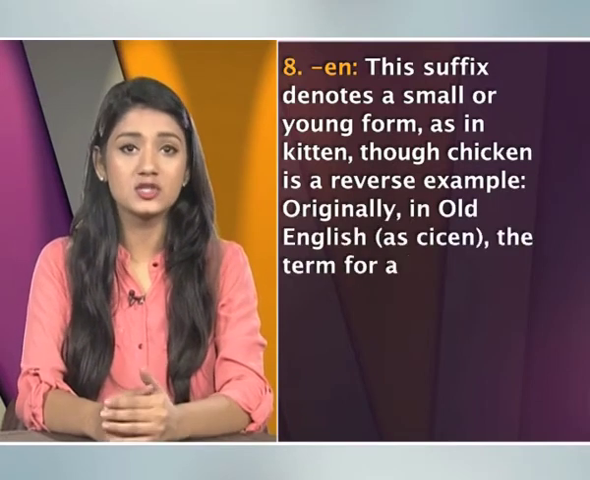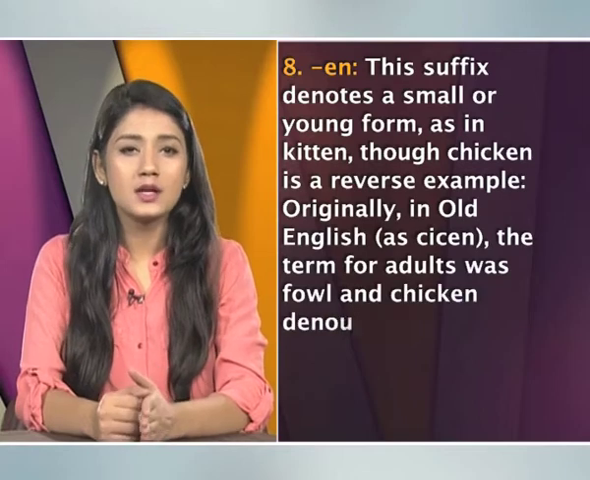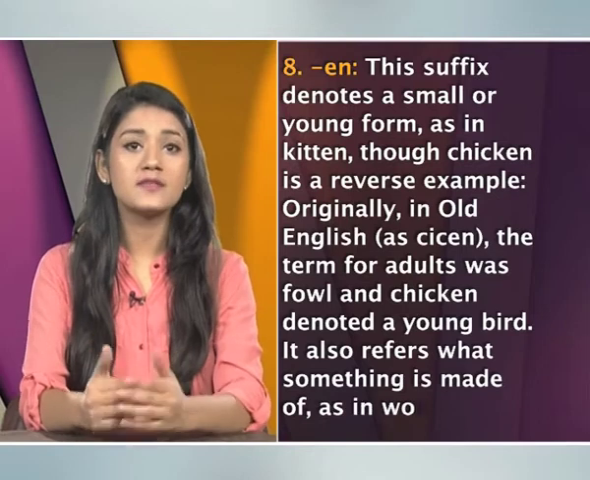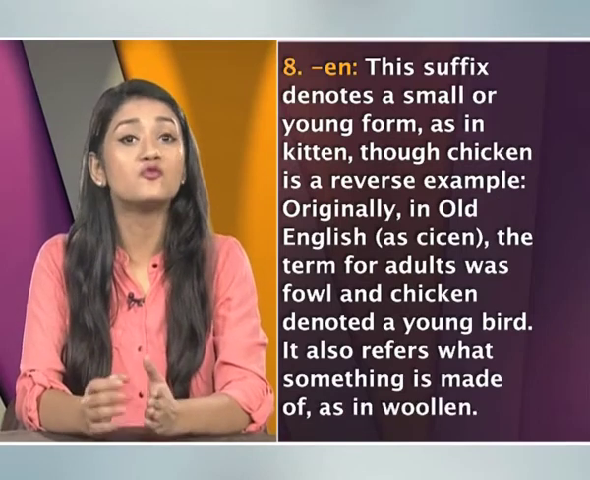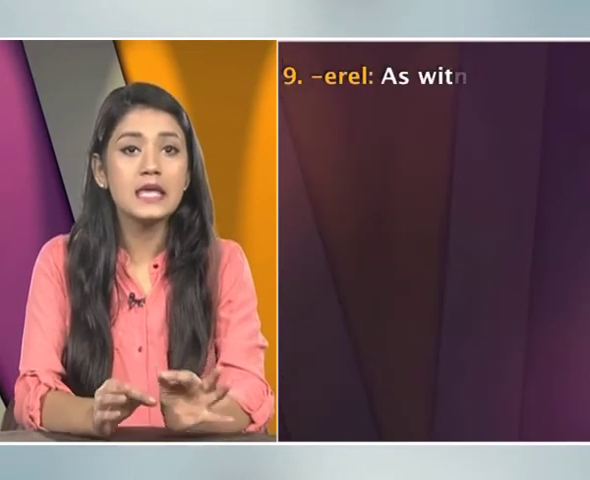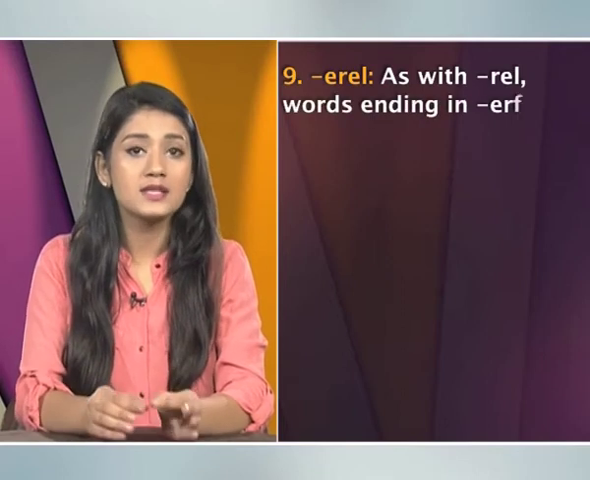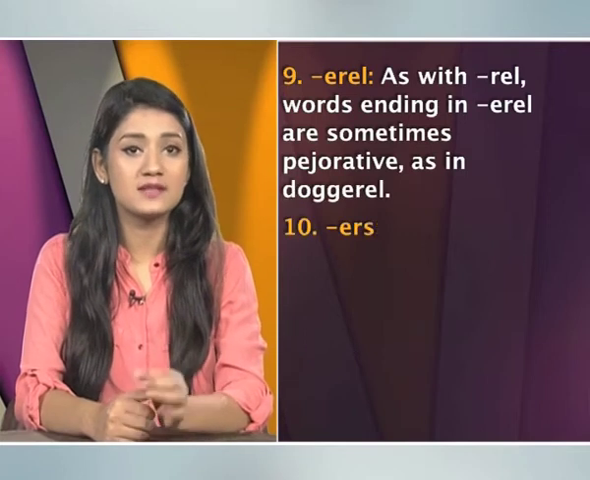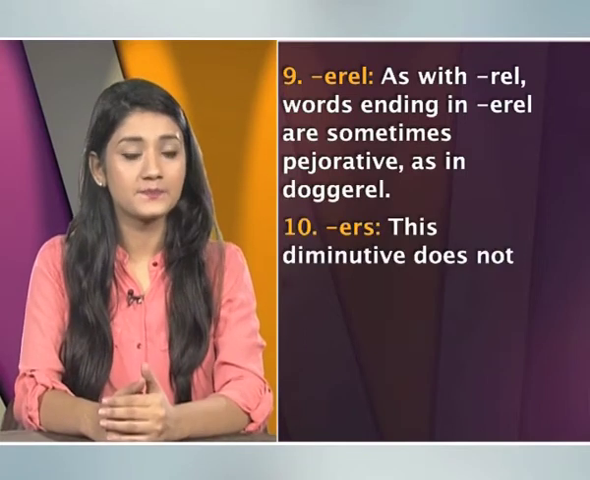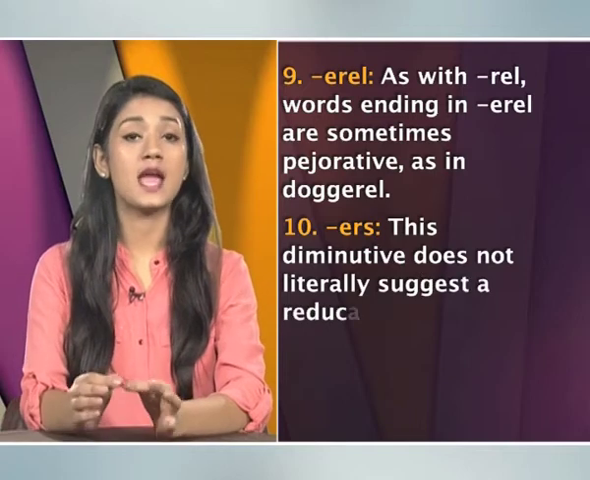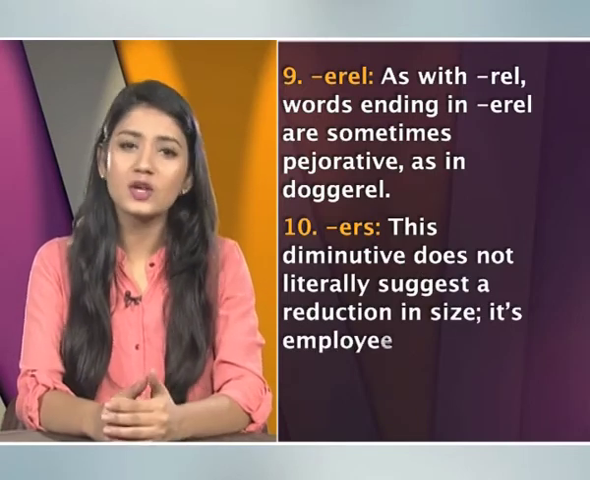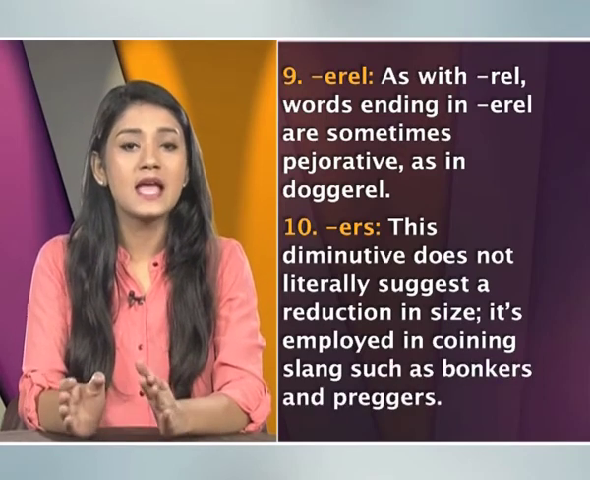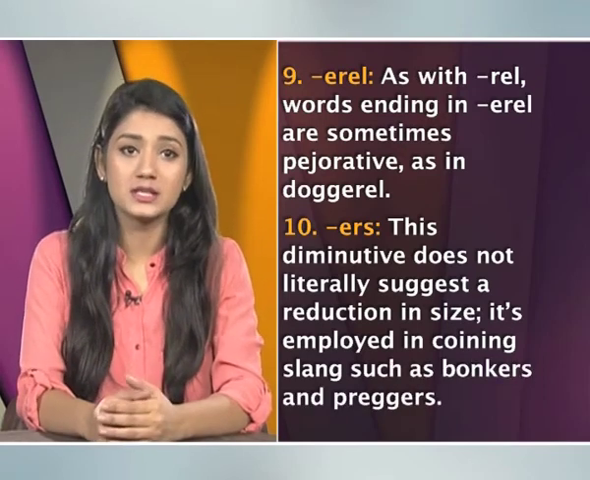Originally in Old English as cicen, the term for adults was fowl and chicken denoted a young bird. It also refers to what something is made of, as in woolen. Ninth, erel. As with rel, words ending in erel are sometimes pejorative, as in doggerel. Tenth, ers. This diminutive does not literally suggest a reduction in size. It's employed in coining slang such as bankers and preggers.